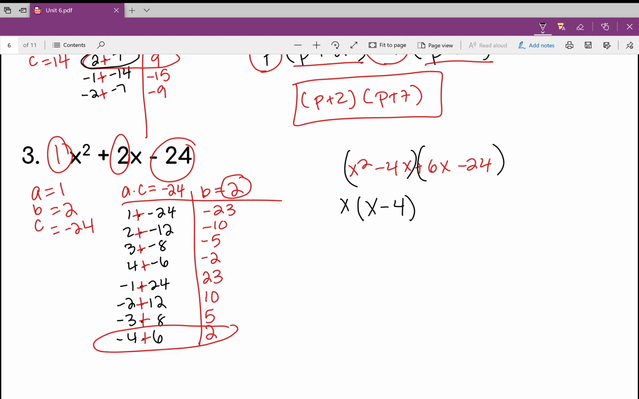6x and negative 24 have a 6 in common, so plus 6. 6x divided by 6 is x. Negative 24 divided by 6 is negative 4. My parentheses match, so that means I have my answer, x minus 4, and then the outside's x plus 6.